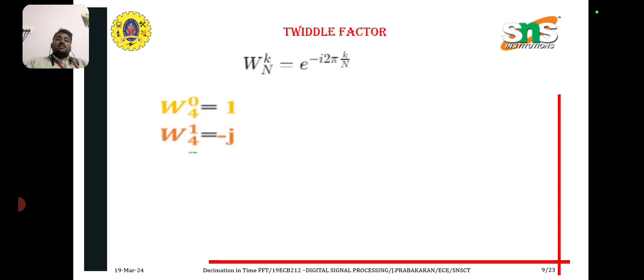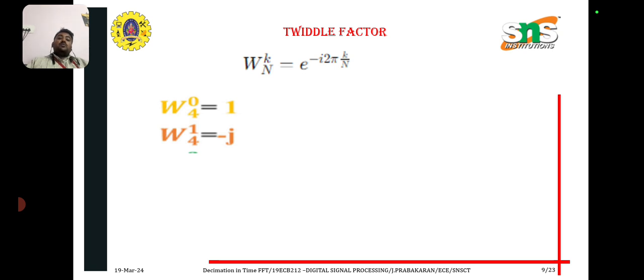Okay, this is the twiddle factor formula: Wn of k equal to e power minus j 2 pi k divided by n. For example, W4 of 0 we can calculate by using this formula: e power 0, that means 1. And W4 of 1 means e power minus j 2 pi k by n, with k equal to 1 and n equal to 4, that is 1 divided by 2, that means e power minus j 2 pi.